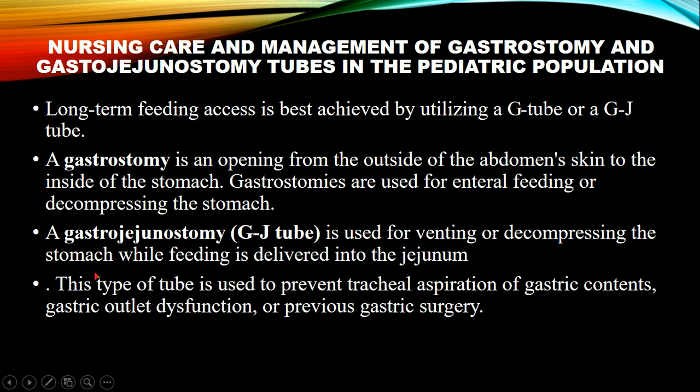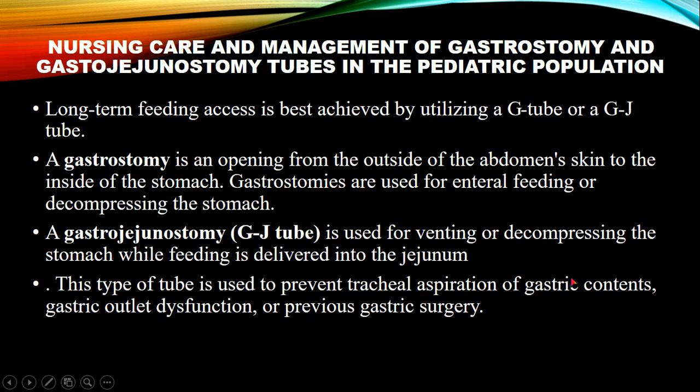So I think you have understood why gastrojejunostomy is there. In the gastrostomy tube, the tube is fitted inside the stomach, but in gastrojejunostomy the feeding is given into the jejunum. Where is the jejunum present? It is the second part of the small intestine. So in the second part of the small intestine the feeding is given.